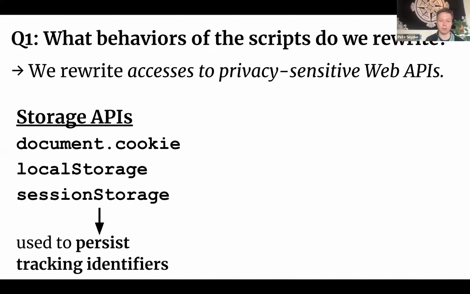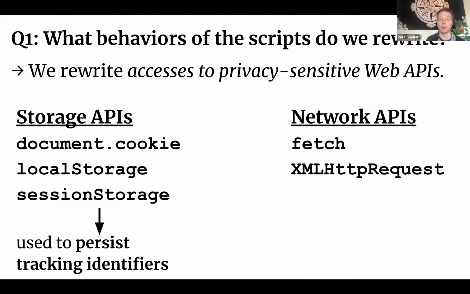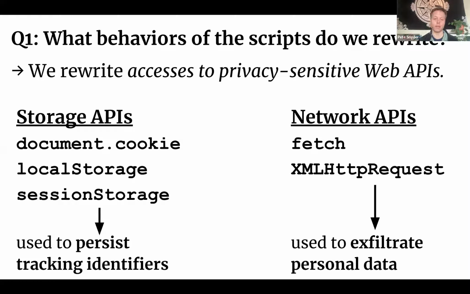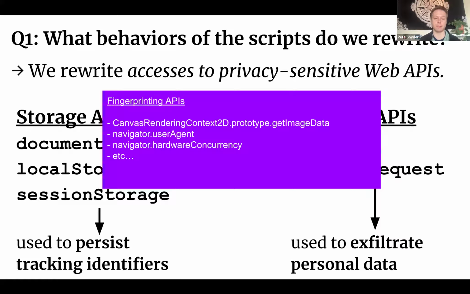The second category we care about is ways of doing network. Even if I've just stored a value, that doesn't necessarily harm user privacy, but the page needs to communicate that back to a server somewhere to actually close the loop. And so we also target these network APIs that allow the page to talk to servers. Or to put it differently, we target the ways that identifiers are stored and the ways that identifiers are exfiltrated.